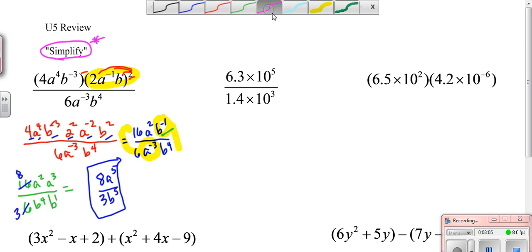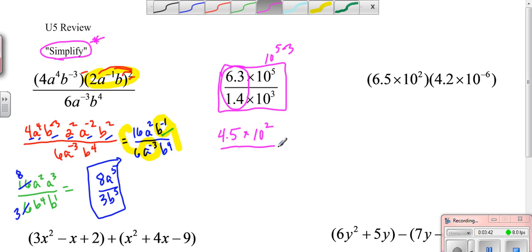Now when I go on to handle things in scientific notation, these really are no different than the problem I just did. You're going to go ahead and do the division of those two numbers, and when I divide those two numbers I get 4.5. When I'm dividing powers, I subtract, so this becomes 10 to the 5 minus 3 power, which is times 10 squared. I take a quick look. Is the number in front of my 10 between 1 and 10? If it is, we're good, and that is my final answer.